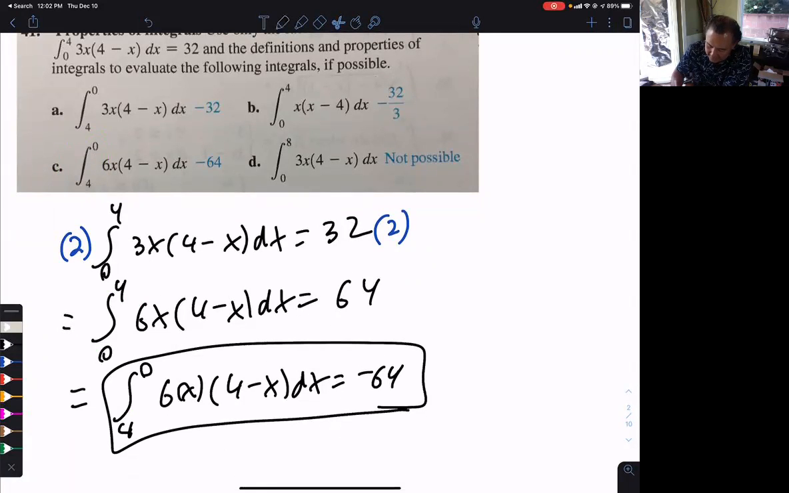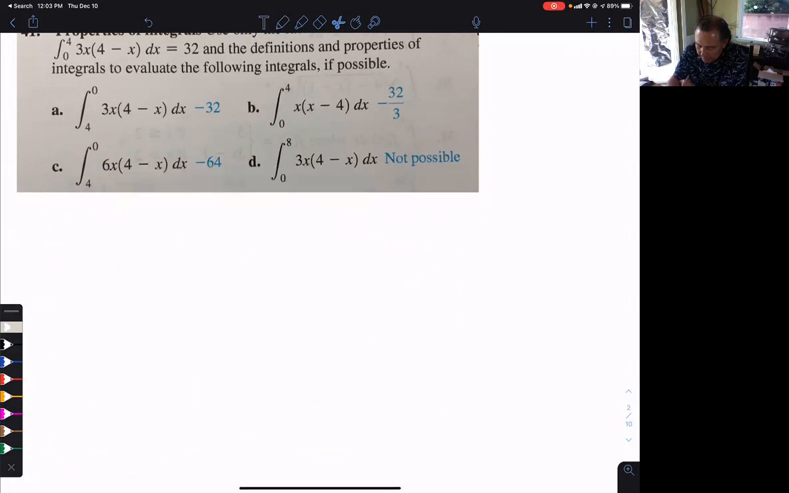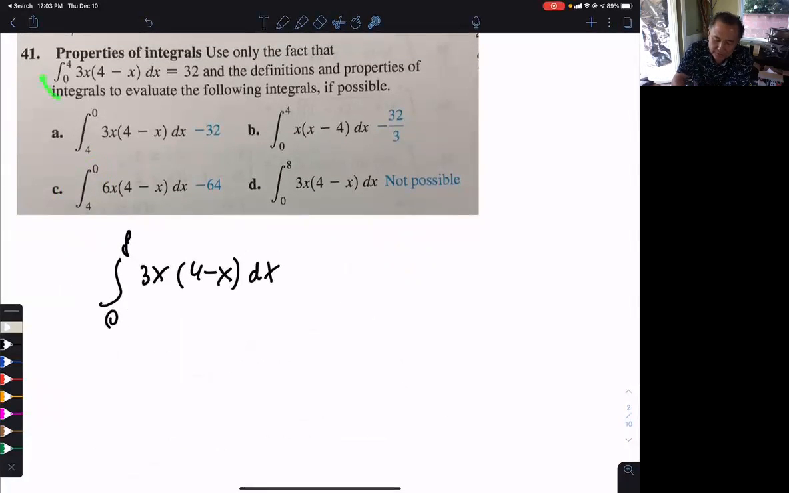And let me erase this, and I have one more to go. And that's going to be part D. Okay, this is only 0 to 4. I have no clue what the graph looks like after 4. There's no way I can figure out what happens between 4 and 8. So that's why it says not possible. I don't have information of what's happening between 4 and 8, so I can't do this, and that's it.